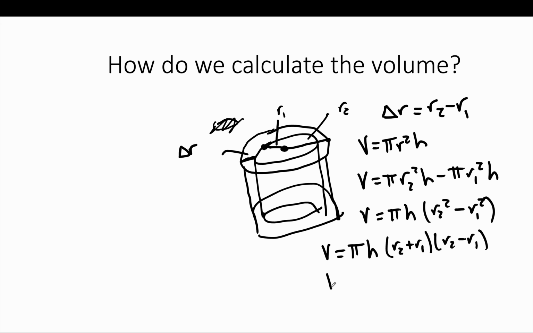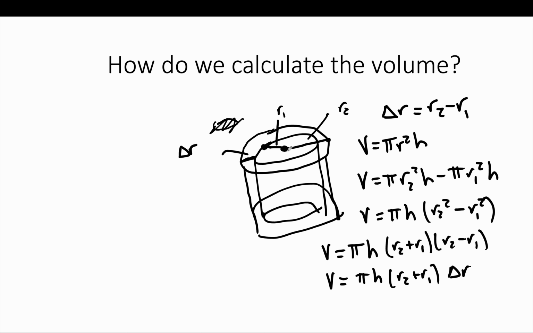And we see that, in fact, delta R pops up in this factorization. Right here, R2 minus R1. What is that? That's defined as delta R. That's this distance right here. So what is R1 plus R2?